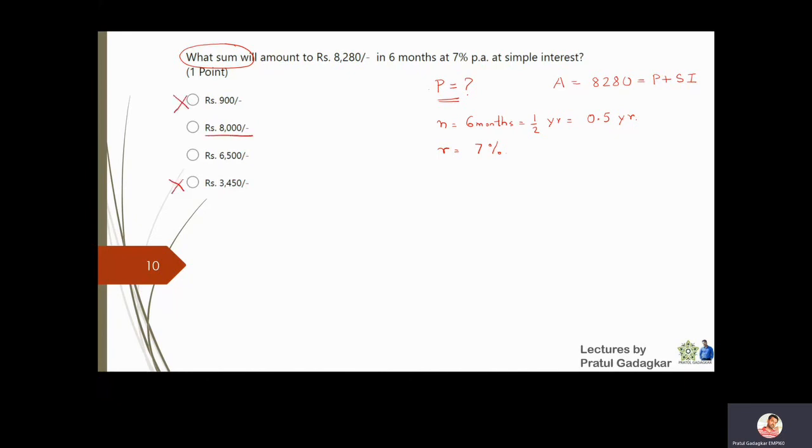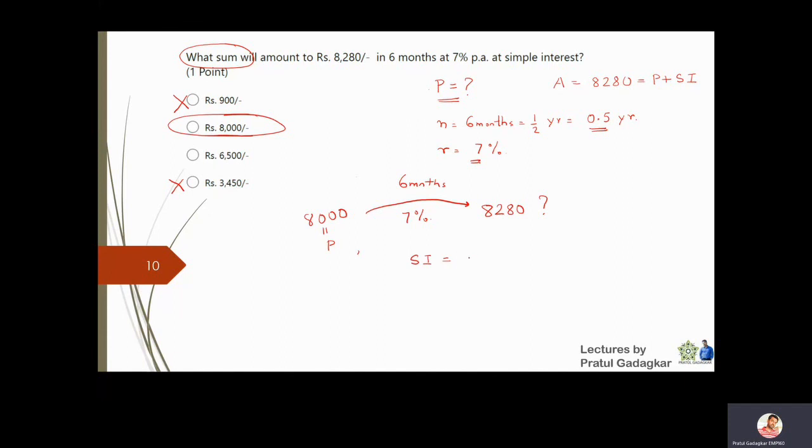If you look at, suppose at the second option, so suppose the money invested is 8,000. After 6 months, can I get the amount from the bank as 8,280? This only we have to check. What is the rate of interest? The rate of interest is 7%. So principal is 8,000. What is N? N is 0.5. What is the rate? Rate is 7. So what will be the simple interest in this situation, if I just pay attention at 8,000 for the time being?